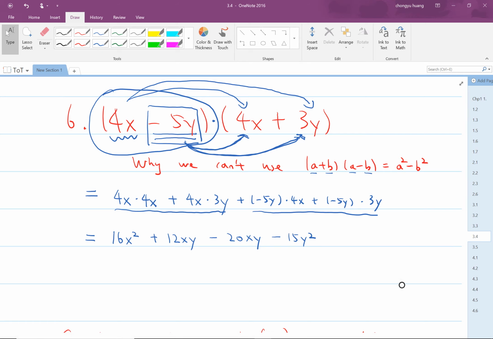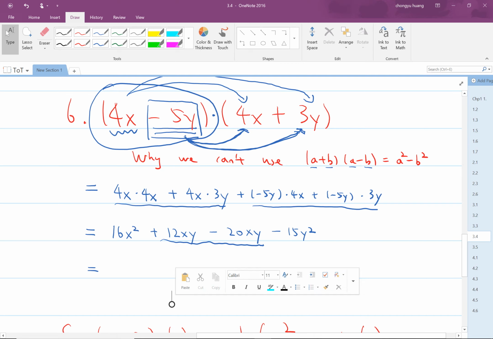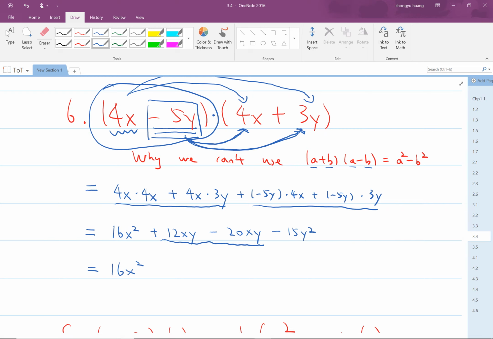So now you see the result. We almost finished the simplification, but we can still simplify those two terms, right? So we just write it down: 16x squared, and then we got positive 12xy and minus 20xy, right?